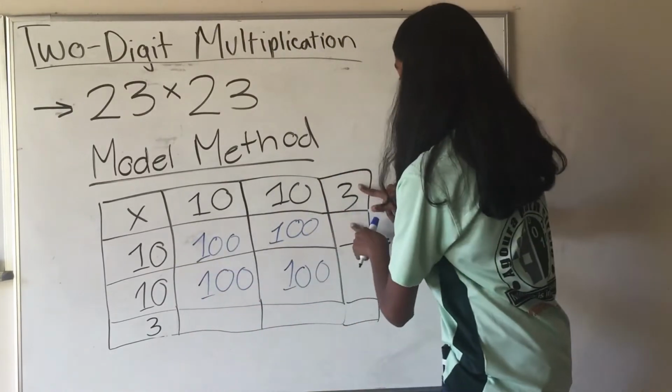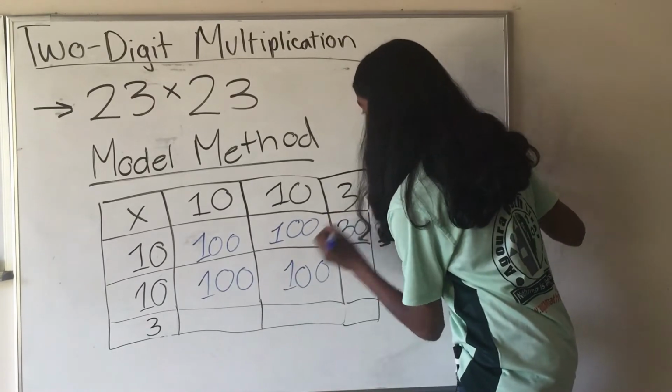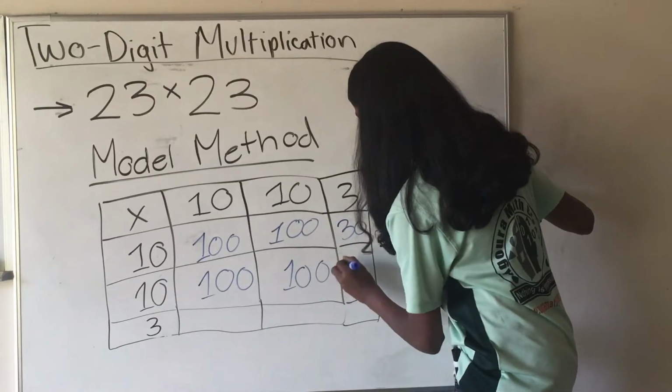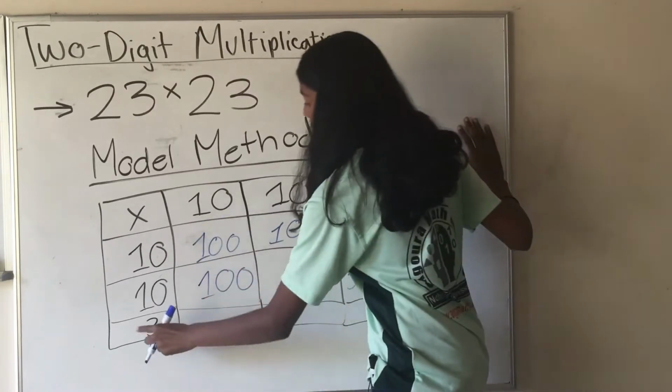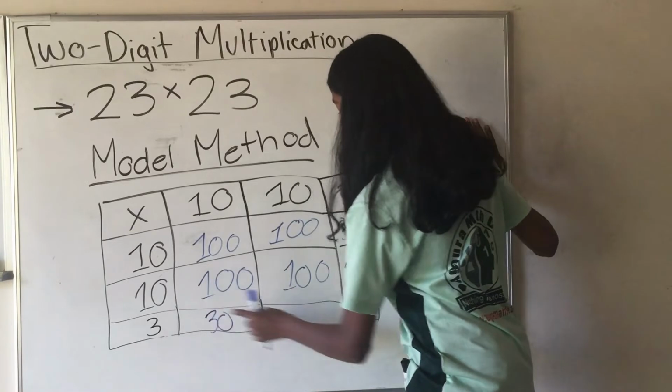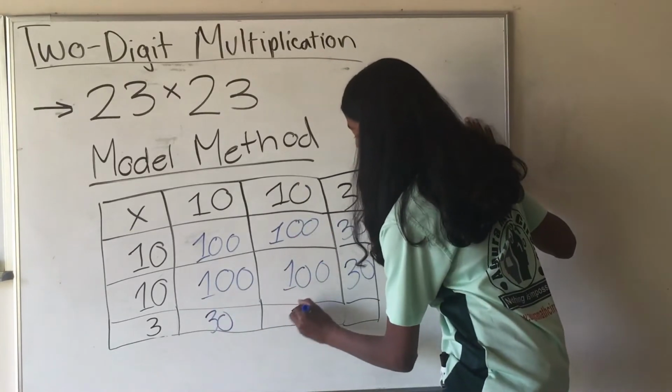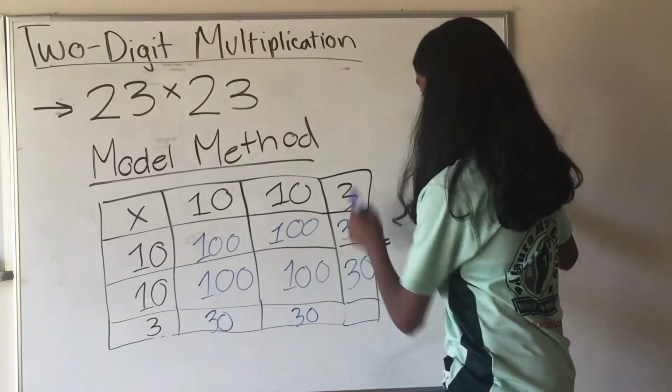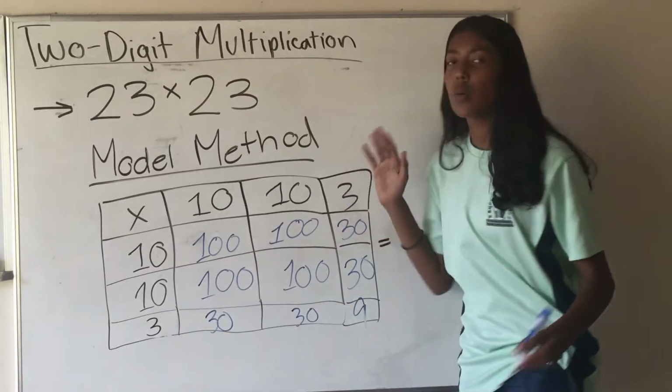Now we're going to have the 3's. So this 10 and this 3 meet to make 30. This 10 and this 3 make 30. 3 and 10 meet to make 30. This 3 meets with this 10 to make 30. And this 3 and this 3 meet to make 9. So we have all this.